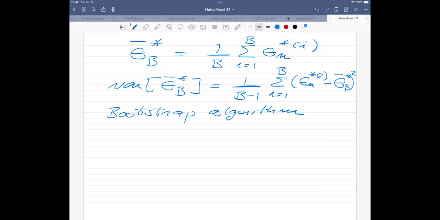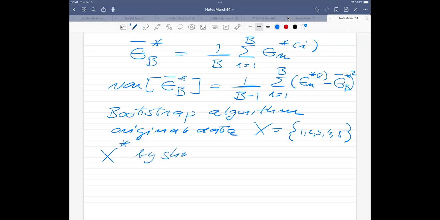So let's now look at the original data. We have the data we feed in. It could now be something very exciting, like 1, 2, 3, 4, 5. So suppose we have these data points. These are our stochastic variables. They don't look like stochastic variables. Then we produce a new data set. We produce an X prime by shuffling randomly these numbers with replacement.